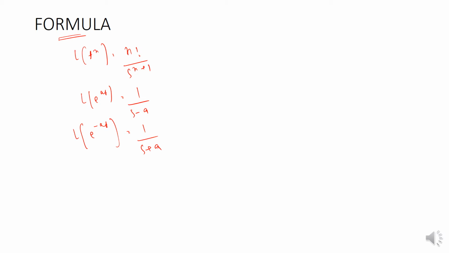Now Laplace transform of sin at is a by s square plus a square. Laplace transform of cos at is s by s square plus a square. The difference between these two is that for sine, you have an a in the numerator.